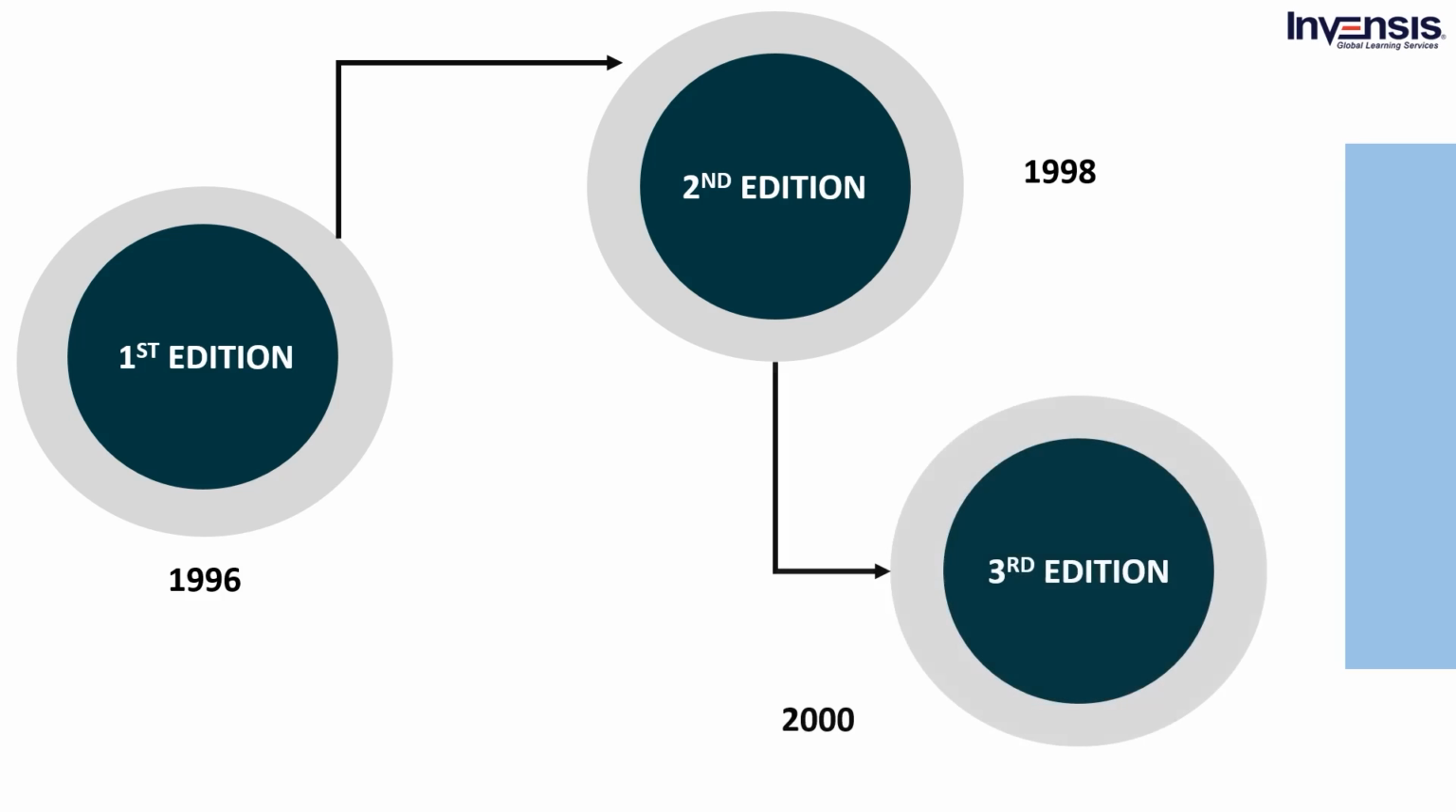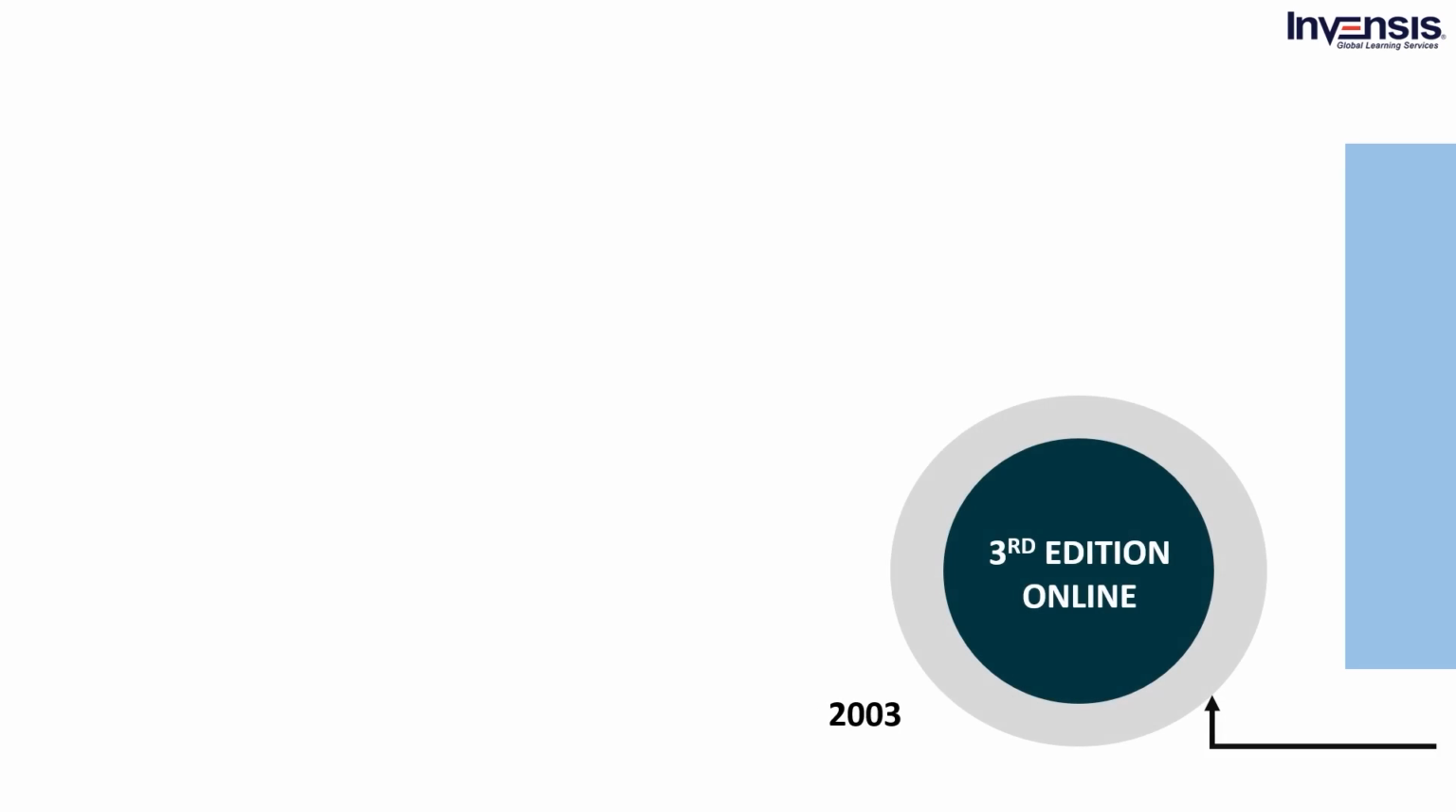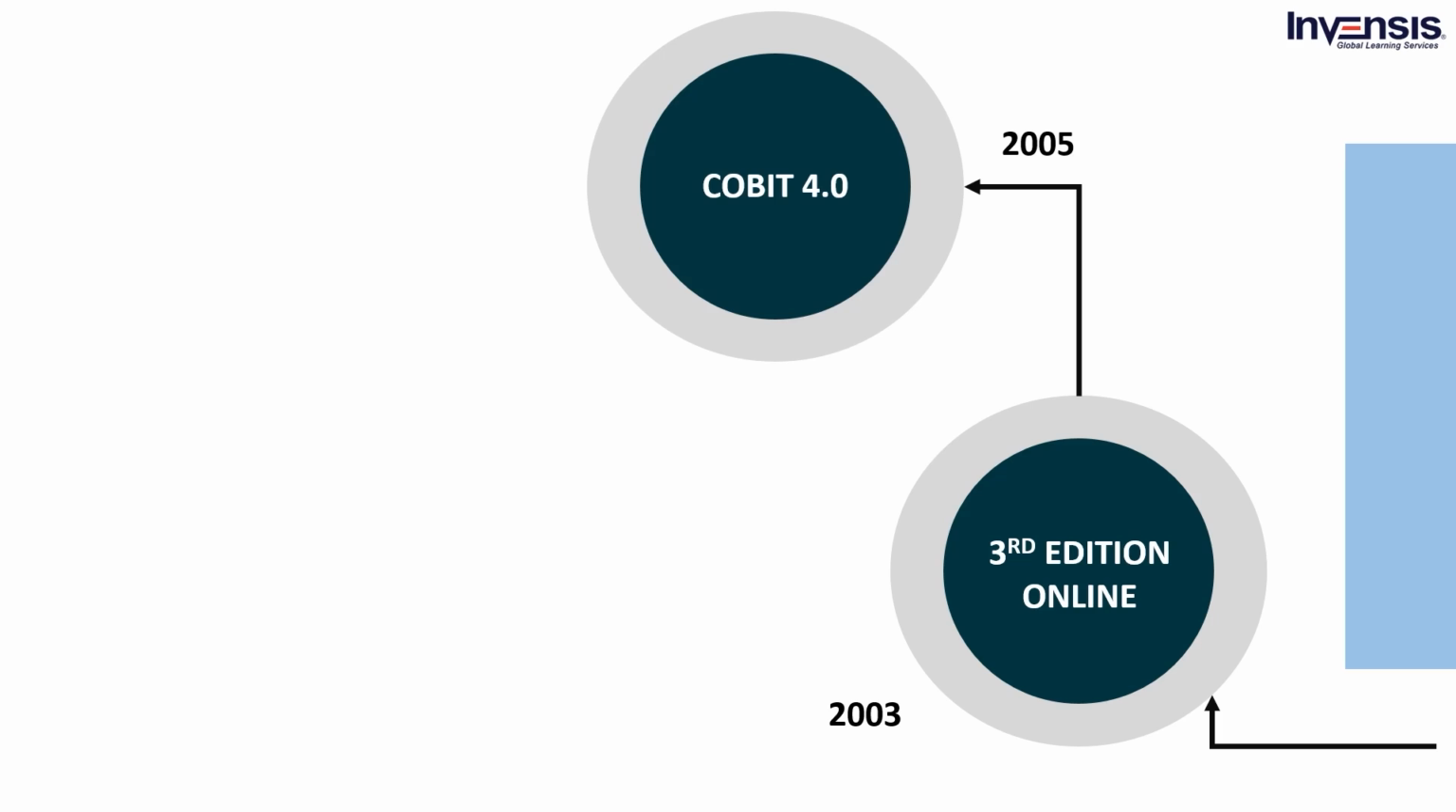After this, in 2000, the third version of the COBIT framework, COBIT 3, was developed. The main update was the incorporation of management guidelines in the COBIT framework. The third edition online of COBIT was released in 2003. Then COBIT 4, the fourth edition of the COBIT framework, was introduced in 2005.